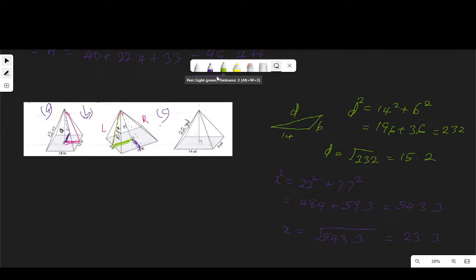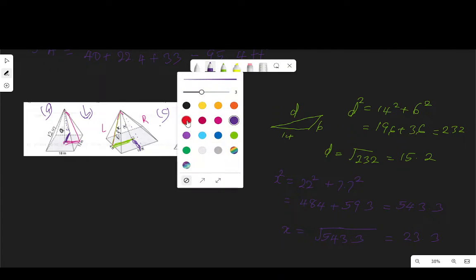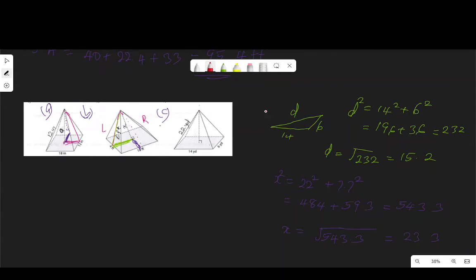To get the height of the triangular faces, we change the marker to red. Now, if I draw a line from here to here, and then draw another one down here, this slanted line here is the height of the triangle here. And this left triangle and right triangle are exactly the same. So let's get their height, which is this line here. Let me call it R, small letter r.